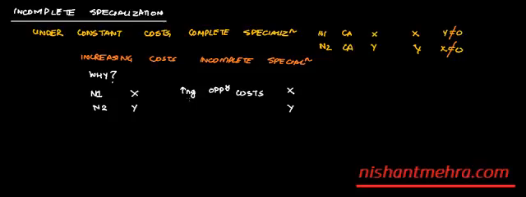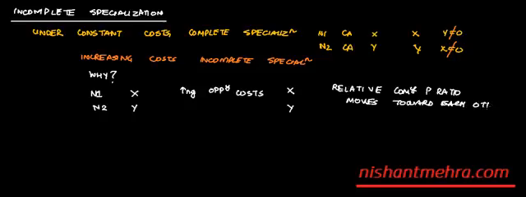Right? So as each nation specializes in the production of the commodity of its comparative advantage, the relative commodity price ratio moves towards each other. Okay, relative commodity price ratio moves toward each other.